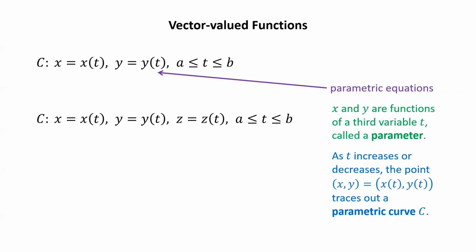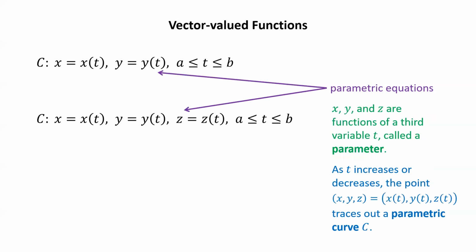Similarly, in 3-space, we could define a curve C by the equations x equals x of t, y equals y of t, z equals z of t for t between a and b. Here, x, y, and z are functions of a third variable t, again called a parameter. And as t increases or decreases, the point (x, y, z) equals (x of t, y of t, z of t) traces out a parametric curve C, this time in 3-dimensional space.